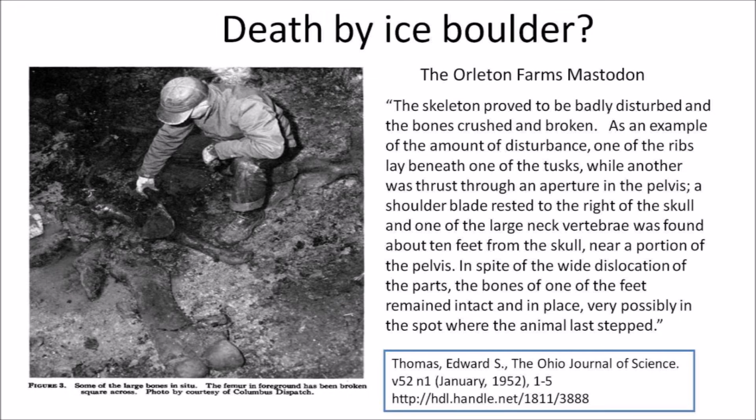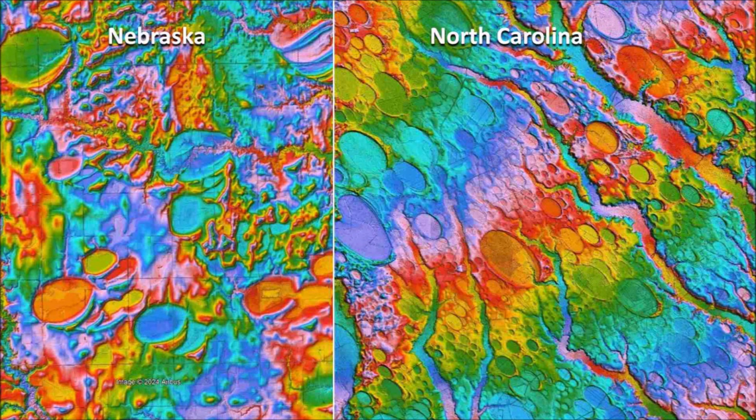A shoulder blade rested to the right of the skull, and one of the large neck vertebrae was found about 10 feet from the skull, near a portion of the pelvis. In spite of the wide dislocation of the parts, the bones of one of the feet remained intact and in place, very possibly in the spot where the animal last stepped. The Carolina Bays have many mysteries.